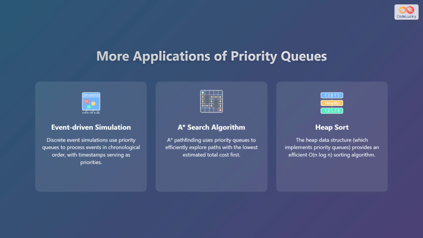Let's explore some more applications of priority queues. Discrete event simulations use priority queues to process events in chronological order, with timestamps serving as priorities. A star path finding uses priority queues to efficiently explore paths with the lowest estimated total cost first. The heap data structure, which implements priority queues, provides an efficient O(n log n) sorting algorithm.